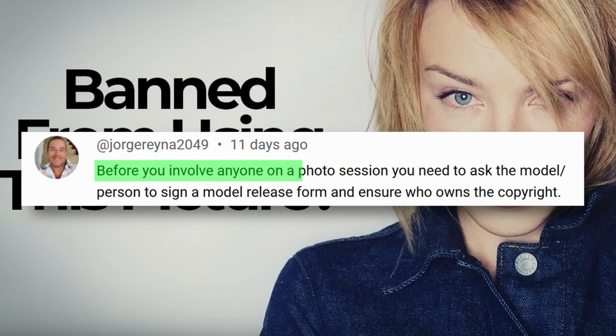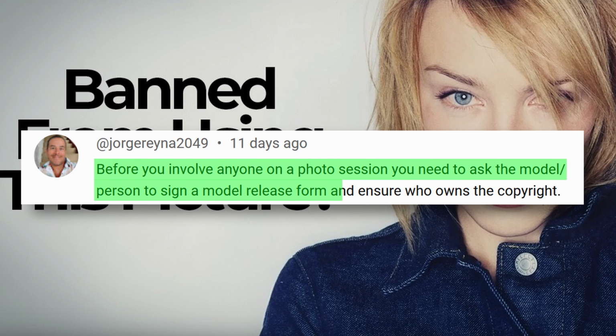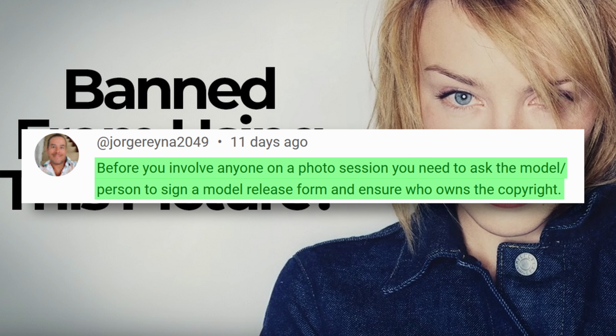Before you involve anyone in a photo session, you need to ask the model or person to sign a model release form and ensure who owns the copyright. What's your thoughts on that? So the default, in the UK anyway, and I think it's pretty much the same throughout the Western world, is that you own the copyright. Since 1988 and the Copyright, Designs and Patents Act, the photographer retains the copyright.